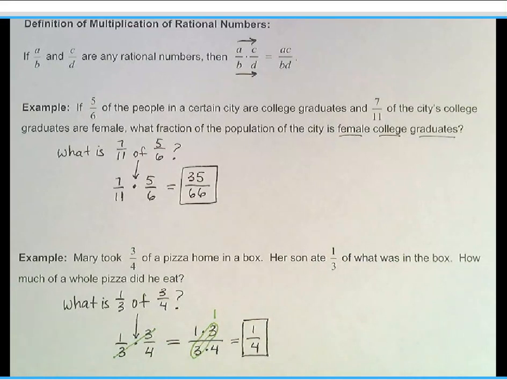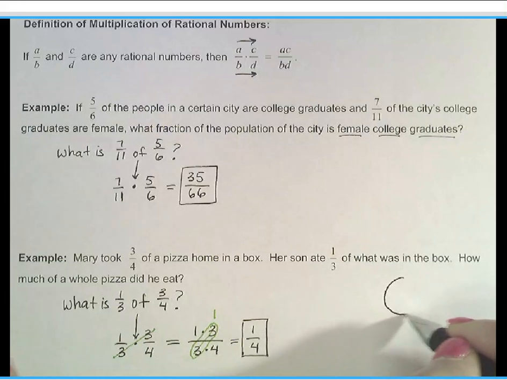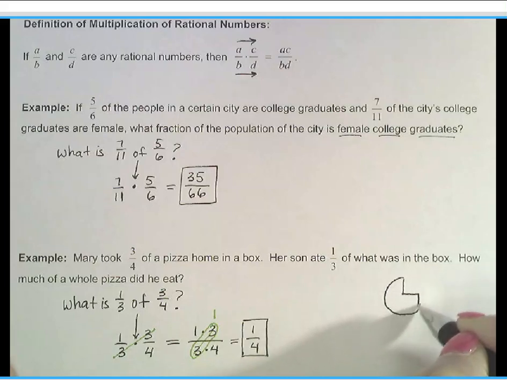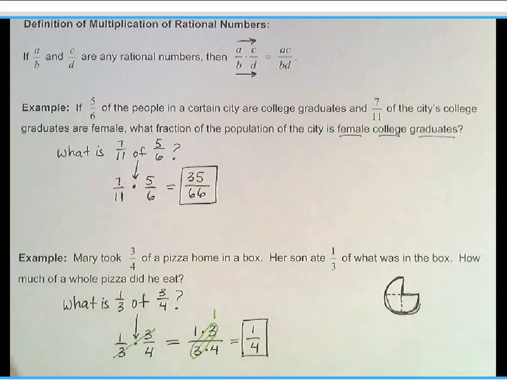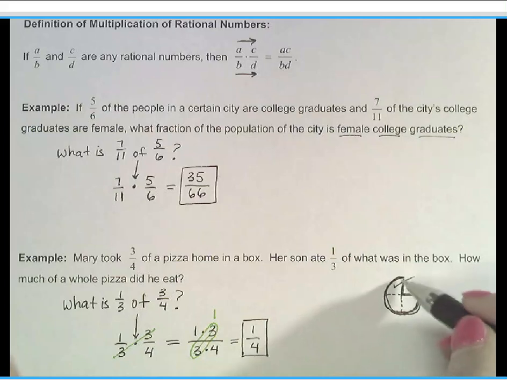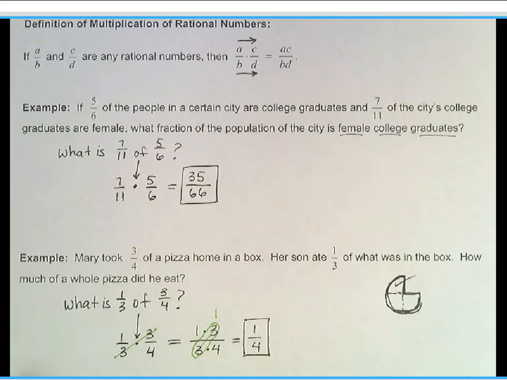So it's 1/4. Also, if you draw a picture of this, what Mary took home was 3/4 of a pizza. So I'm going to kind of draw it like this. This is not a very good drawing, but that's what 3/4 of a pizza would look like, right? And if her son ate 1/3, then that means her son ate one of those pieces, and one of those pieces right there would be equivalent to 1/4. So on this one, you can actually draw a picture and it makes sense. I don't think I would recommend drawing a picture on the first one though.